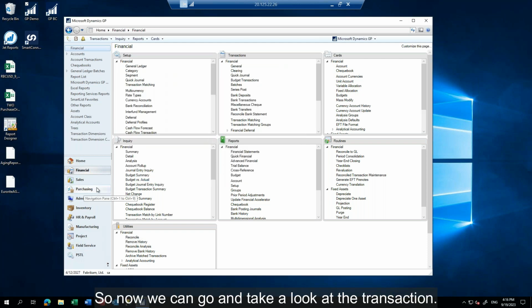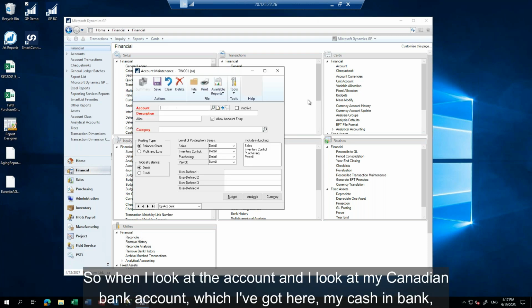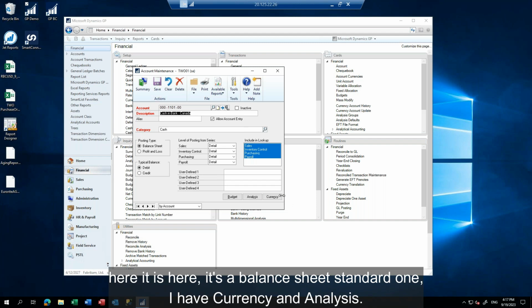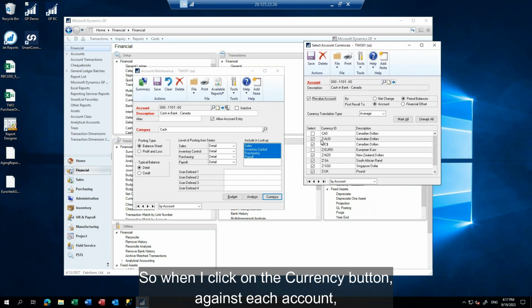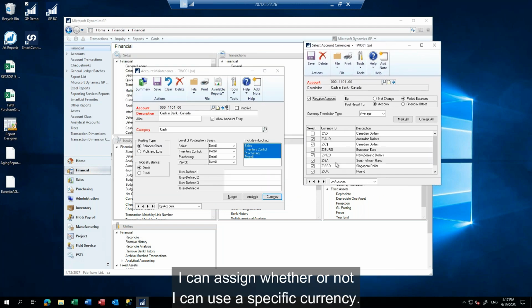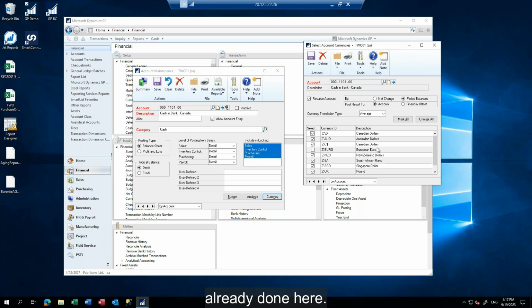So now we can go and take a look at the transactions. We have to look at the account. When I look at my Canadian bank account, my cash and bank, here it is, it's a balance sheet, standard one. I have currency and analysis. When I click on the currency button, against each account I can assign whether or not I can use a specific currency. So I could select the Canadian and add it at this point here, or I've got the Canadian dollars already done here.